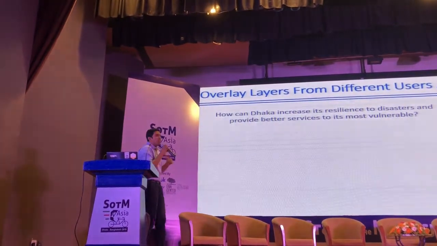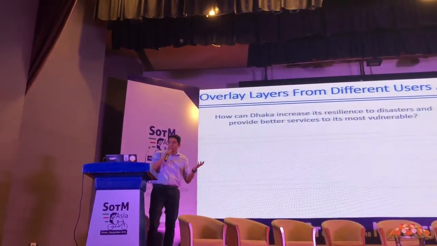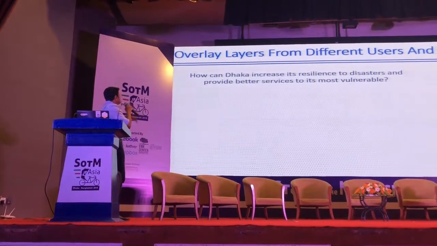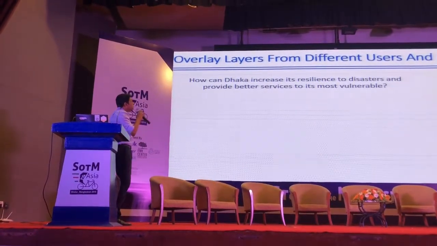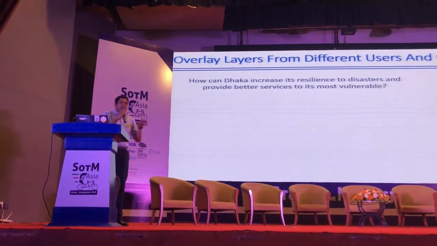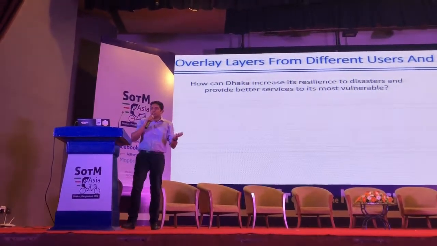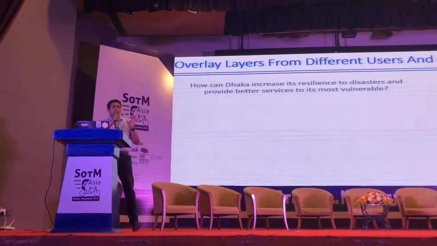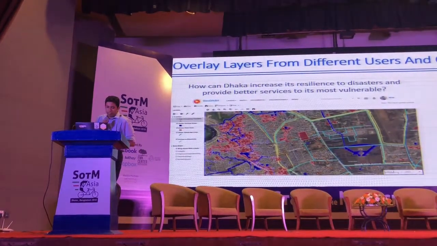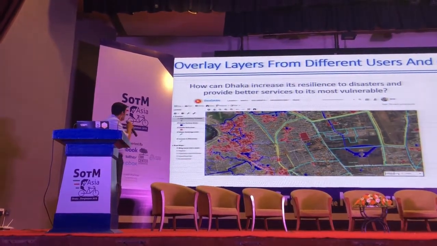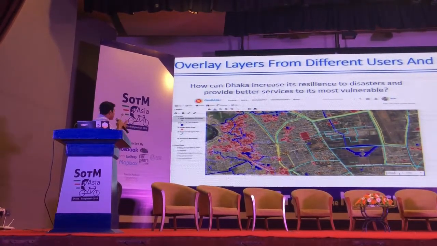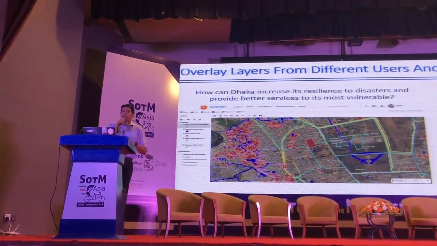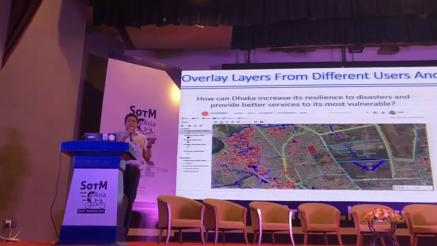So now there are a lot of layers, and we have to create maps from them, right? There is a question: how can Dhaka increase its resilience to disaster and provide better services to its most vulnerable? It is a big question. I will simplify it: in a disaster response program, how can we respond quickly to a disaster happening in Dhaka? There are a lot of layers like surface water, high occupancy facilities, sewage lines, and slum areas imposed on the map. And for the base map, you can use OpenStreetMap also.